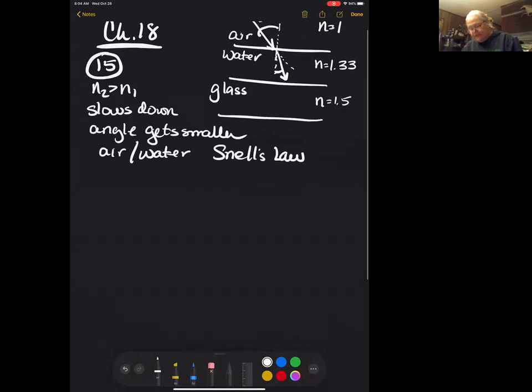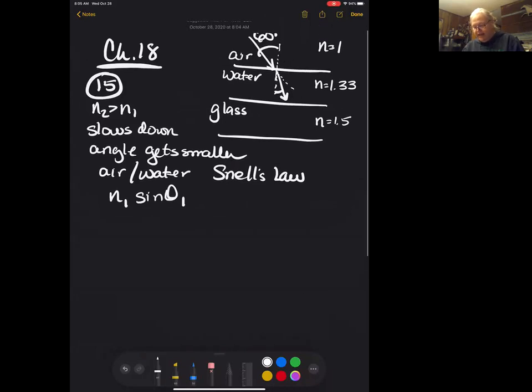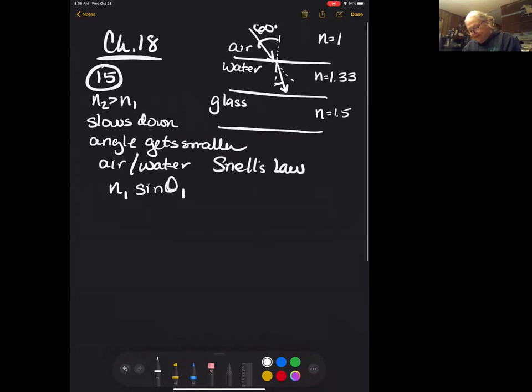All right, so Snell's law says n of the first material times the sine of the angle in the first material, and that's always the sine of the angle from the normal, okay? So it's this angle that they've given you here. It's this angle right here. That's the angle that I want. All right. Is equal to n2 sine of the angle in the second material. So the angle that I'm looking for here, this is theta 2.